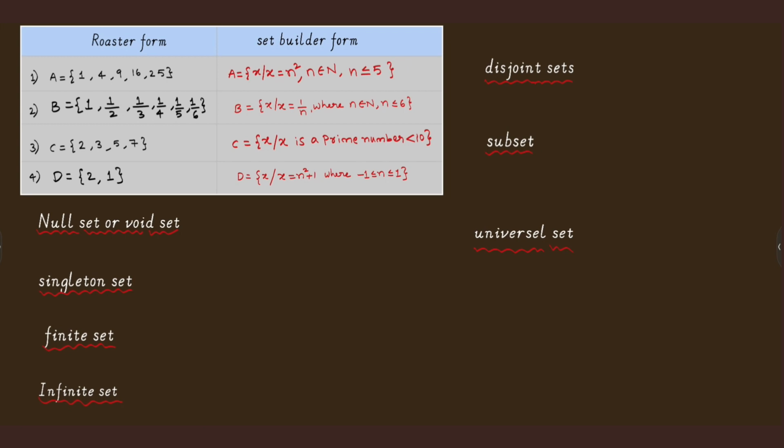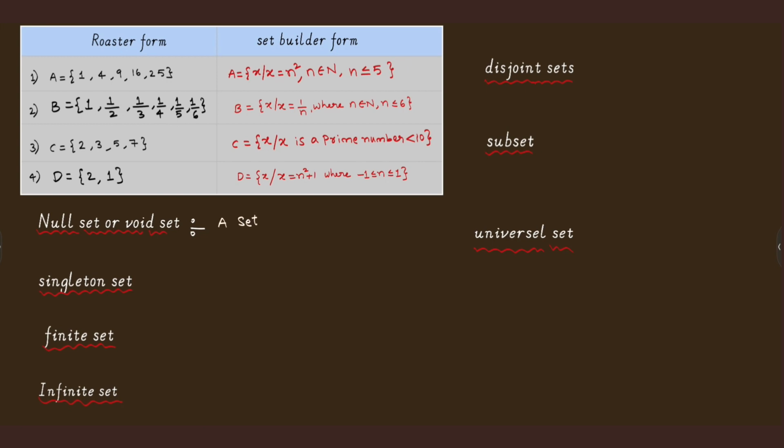Now let us see some different types of sets. In that, first one, null set or void set. What is a null set or void set? A null set is nothing but a set which does not contain any elements in it. If a set does not contain any elements in it, we call it a null set.